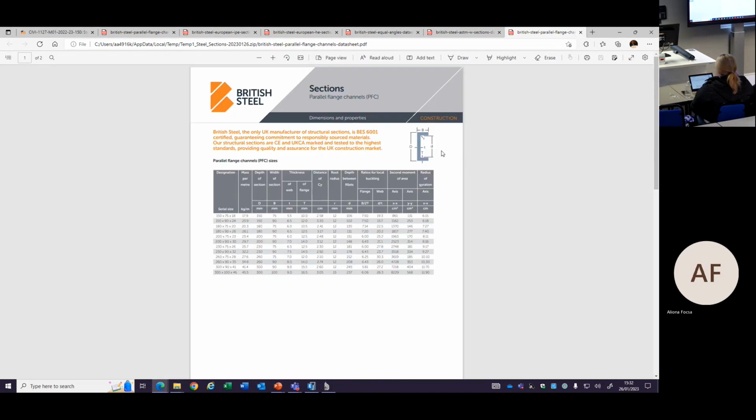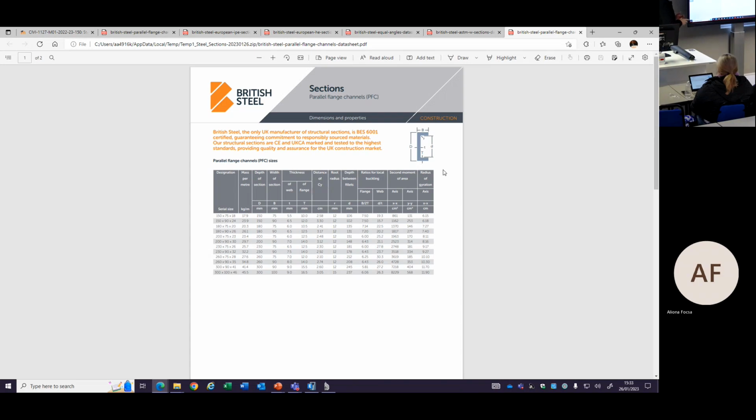This is another section like a U section. It's called parallel flange channels, a channel section or a kind of U section. If you connect two of them together, face to face, you can make a box. However, you can also make a box by connecting 4 plates together. Two different ways to make a box section.